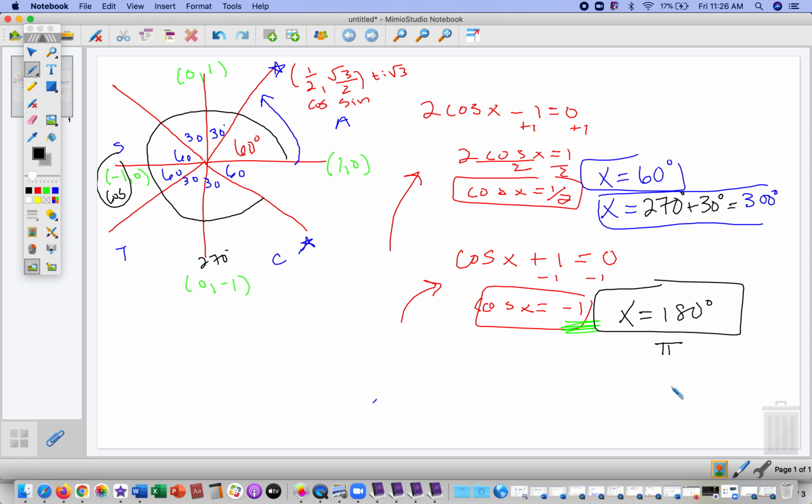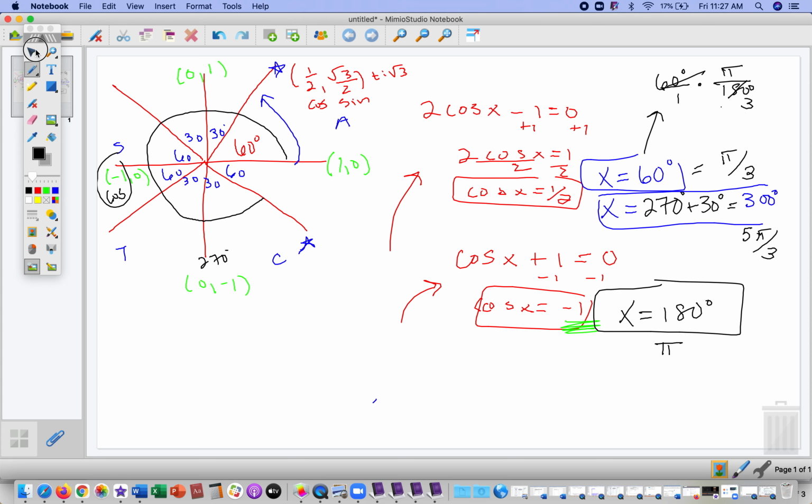180 is pi. We could write 60 degrees as pi over 3, and we could write 300 as 5 pi over 3. Remember, to convert, you can do 60 degrees over 1 times pi over 180, and 60 divided by 180 gets you pi over 3. So if the answers were in radians, I would convert to radians if you don't have it in radians, and convert to degrees if you see it in degrees.